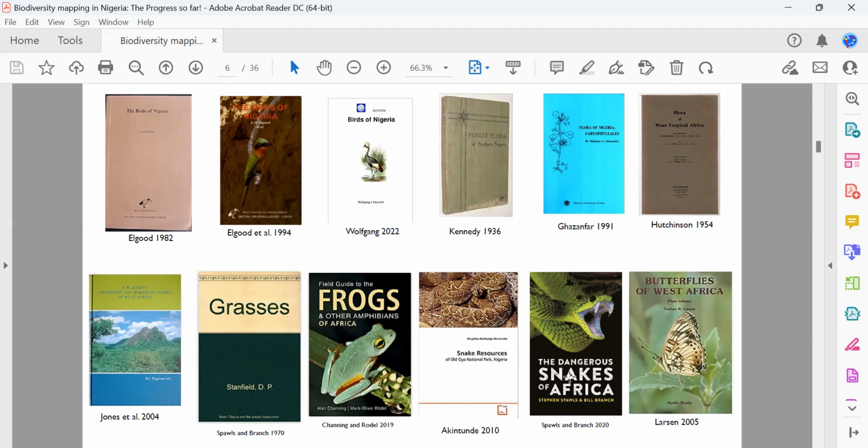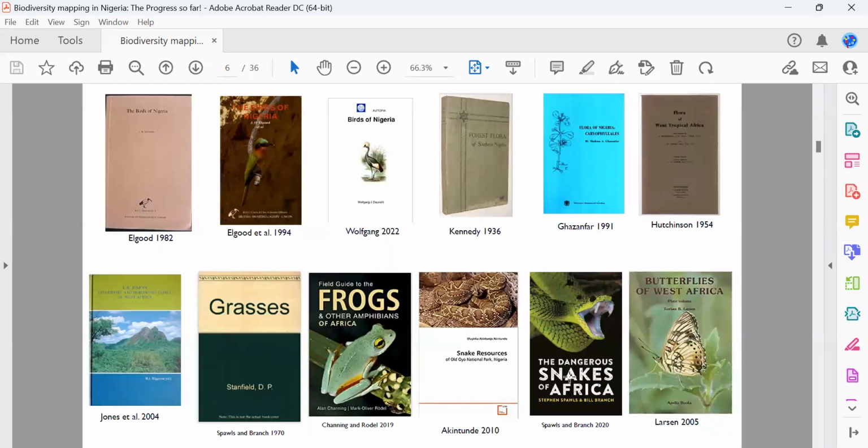group of flora. Then we have one of the most comprehensive flora accounts in West Africa, which is Hutchinson, 1954, which is almost more than half a century old. Then there is also an account of the flora of West Africa recently by Jones. Then there are grasses. Then there are frogs. Of course, we don't have one for Nigeria, but there is a recent field guide by Channing and Rödel, 2019, the field guide to the frogs and other amphibians of Africa, which of course covers most amphibians found in Nigeria.